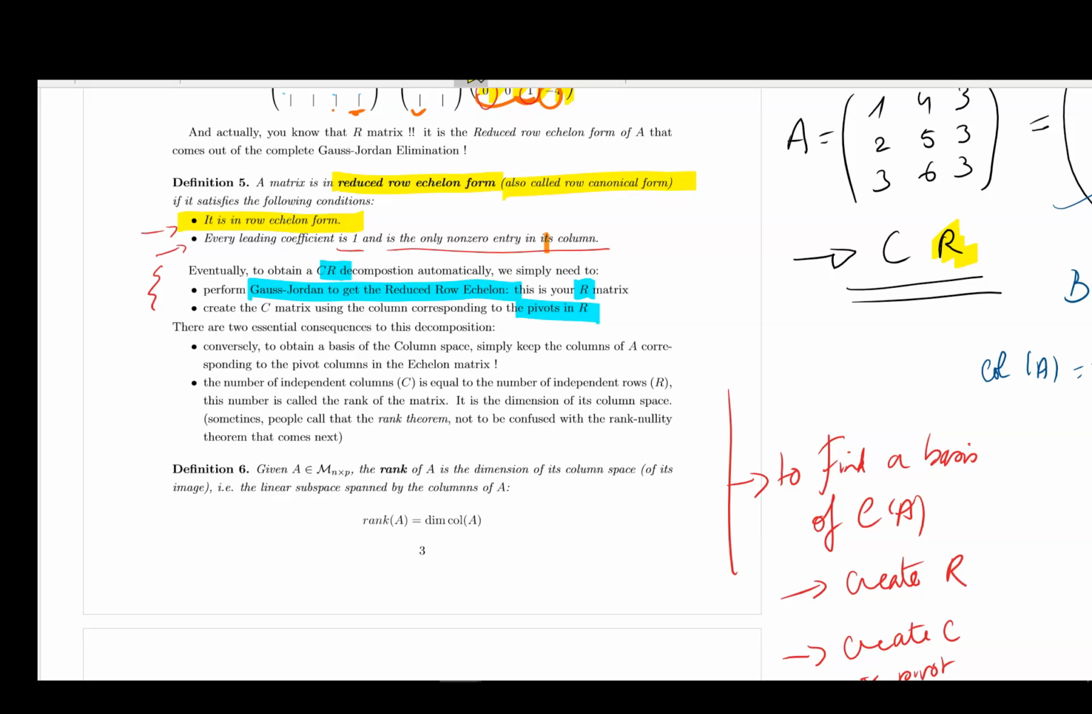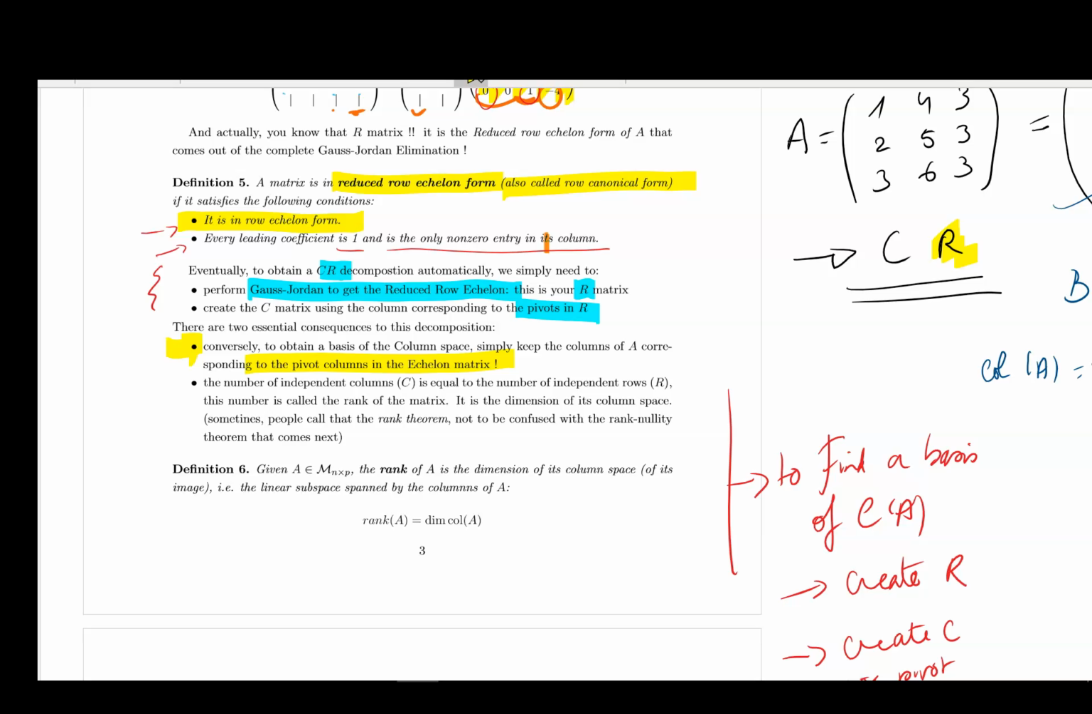Okay, so let's go a bit further. So first we are here, and the first point here is something we've already said. To obtain a basis of the column space, simply keep the columns of A corresponding to the pivot columns in the echelon matrix. Okay, so that's actually very simple.